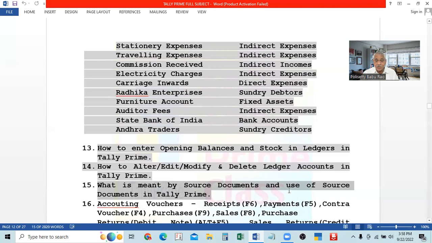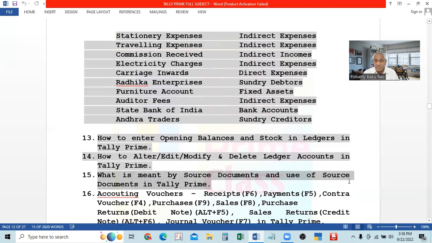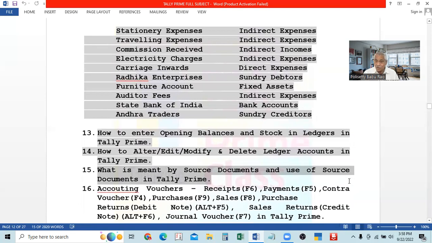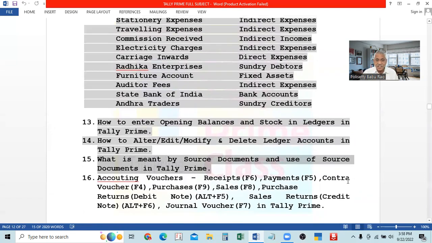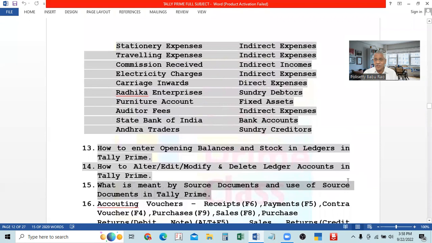So this is the use of all these different kinds of source documents, and it is a must. Before going to record, first we must get the source document. Then only we can record. Without a source document, we cannot record. So we have to get the source document. This is our topic today.